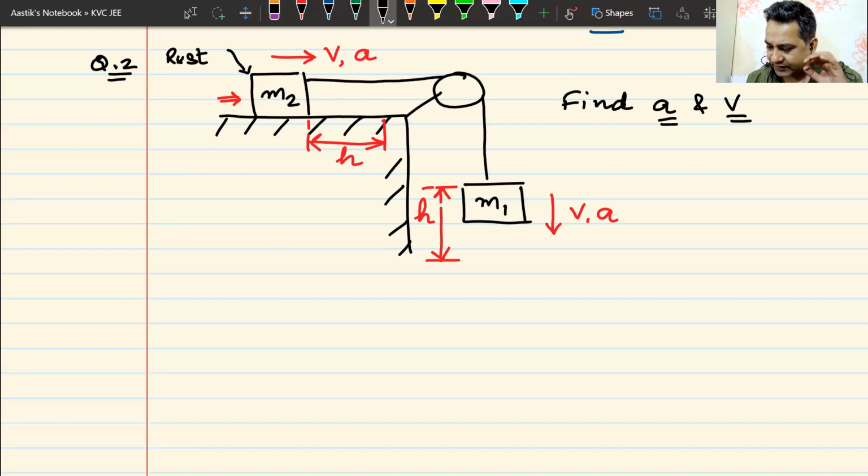Listen to the question very carefully. Find out the acceleration and velocity of the blocks when the blocks have moved by height h. Your time starts now.